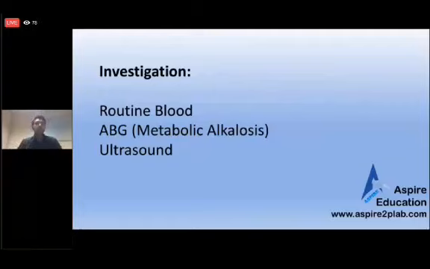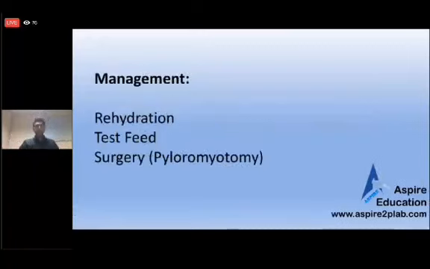Then, as always, ultrasound scan. Anything in the abdomen, ultrasound scan to confirm your diagnosis. So what will be the management again? Same. Anywhere you see dehydration, you always have to rehydrate the child, so give fluids.